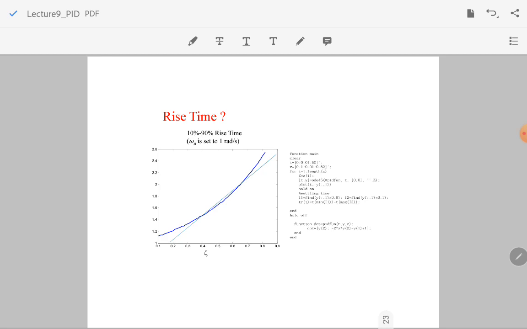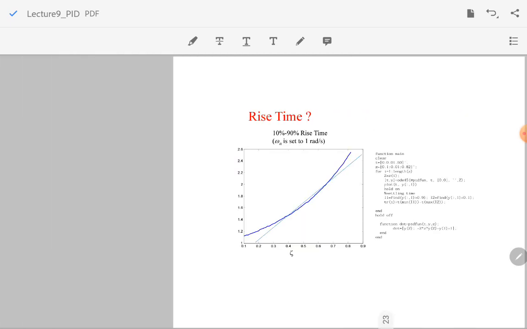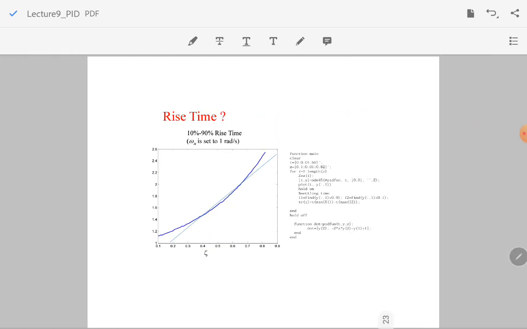I wanted to point out the rise time. Rise time has multiple formulas, and we're going to use 2.16 times zeta plus 0.6 divided by omega n. Another alternate formula is 1.8 divided by omega n. This is the rise time that I actually calculated numerically for many different cases. So this is the actual rise time, as a function of zeta.